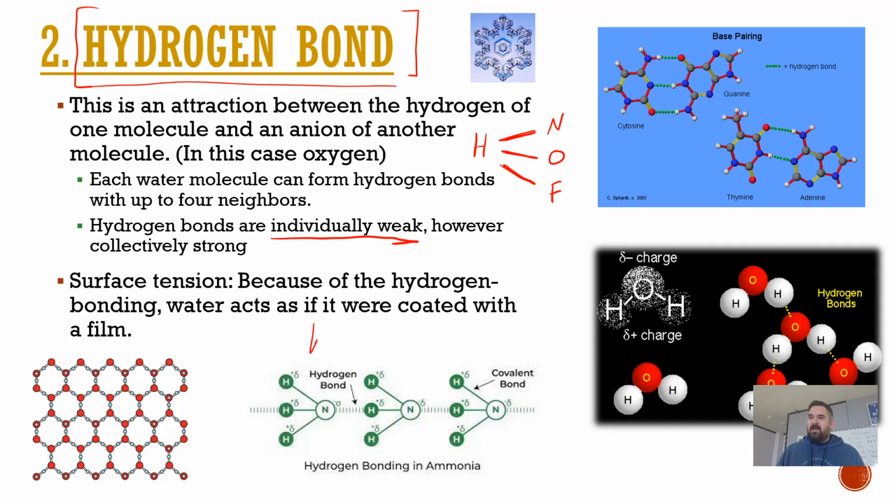So over here we have another example of a hydrogen bond. So we have NH3, ammonia. And an important thing to know about hydrogen bonds is, do they exist within the molecule?